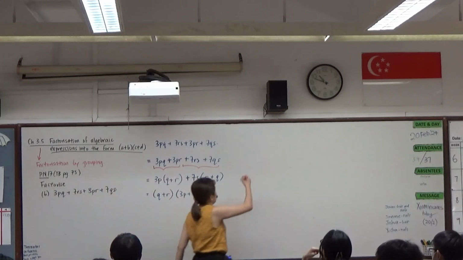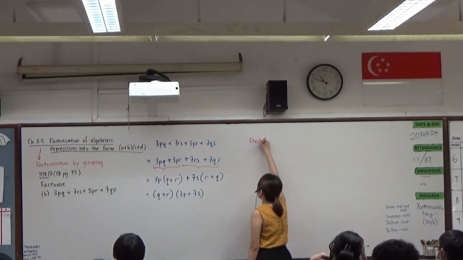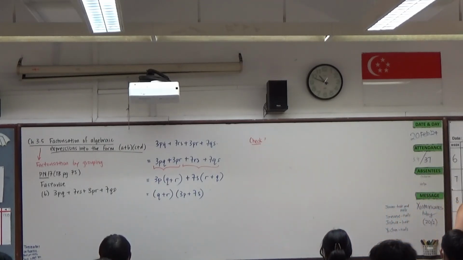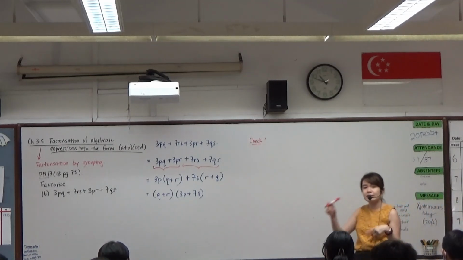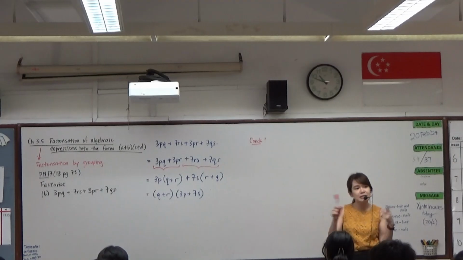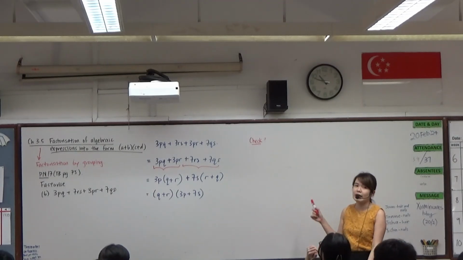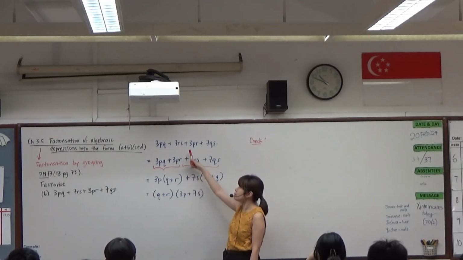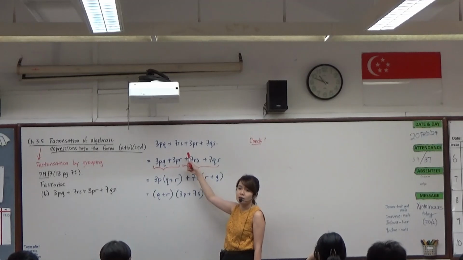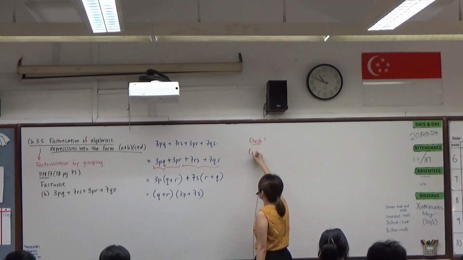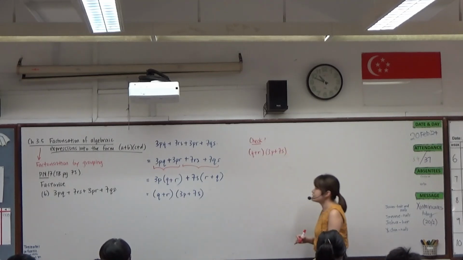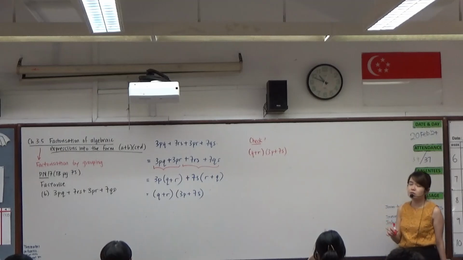I think this is also a good time for us to think about how to check my answer. Yes, expand. Why is it that we should expand? Because factorization, as we understand, is the reverse process of doing your expansion. So if I were to do my expansion over here, I should be able to get back the same answer. So we can do that check. That's why we must have our expansion skill properly.